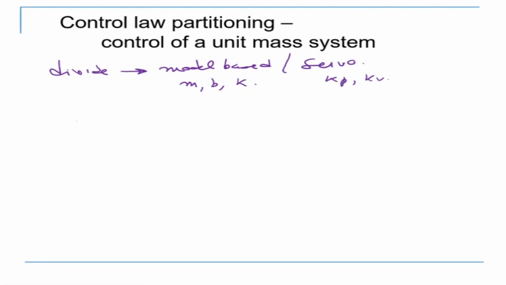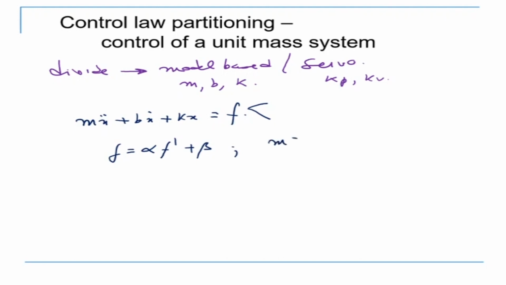So how do we do that? We have mx double dot plus bx dot plus kx is equal to, let's say, f. Now in the previous case, minus kp into x and minus kv into x dot. Okay, now what we are going to do is we are going to say that this f is equal to alpha into f dash plus beta. Okay, so we are further breaking this f into two parts. Okay, and here m is equal to alpha, and let me say beta is equal to bx dot plus kx.